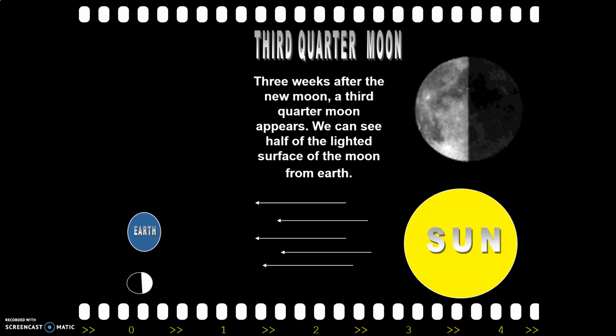Third quarter moon is also called the last quarter moon because it is the last quarter moon phase in the cycle. 3 weeks after the new moon, a third quarter moon appears. 3 weeks, third. We can see half of the lighted surface of the moon from the earth. So again, sun, earth, moon create a 90-degree angle.